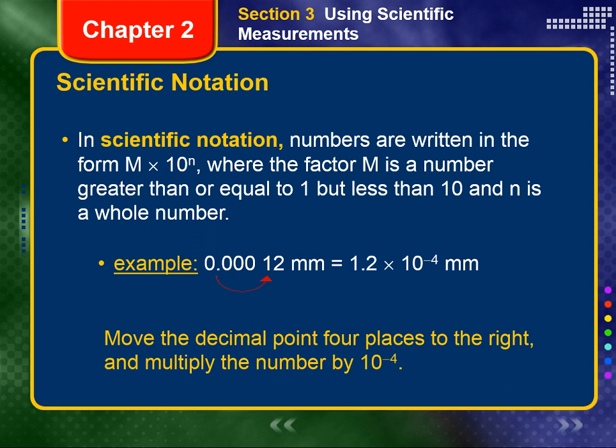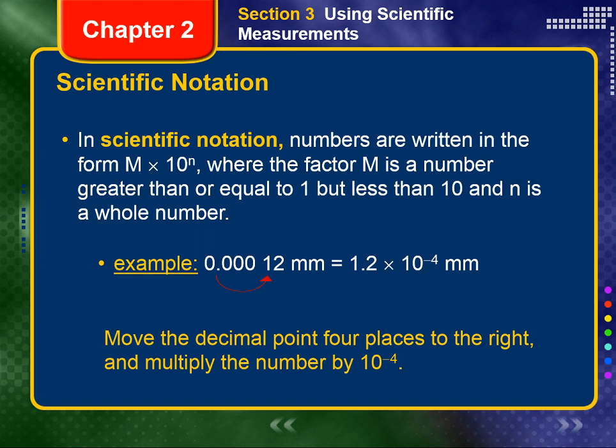If instead you intended the first three digits to be significant, you would write 6.50 times 10 to the fourth kilometers. When numbers are written in scientific notation, only the significant figures are shown.